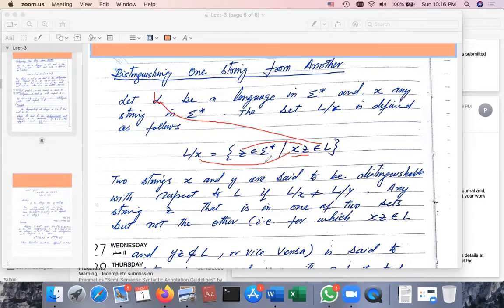So after getting this concept, now we can say that if we have two strings x and y, these two strings are said to be distinguishable or differentiable with respect to that language L, if we draw L over x like this one, and L over y similar to this one, which means x and z concatenation and then y and z concatenation. If L over x and L over y are not equal, only then you can say that these two strings x and y are distinguishable, or only then you can say that these two strings x and y are different.